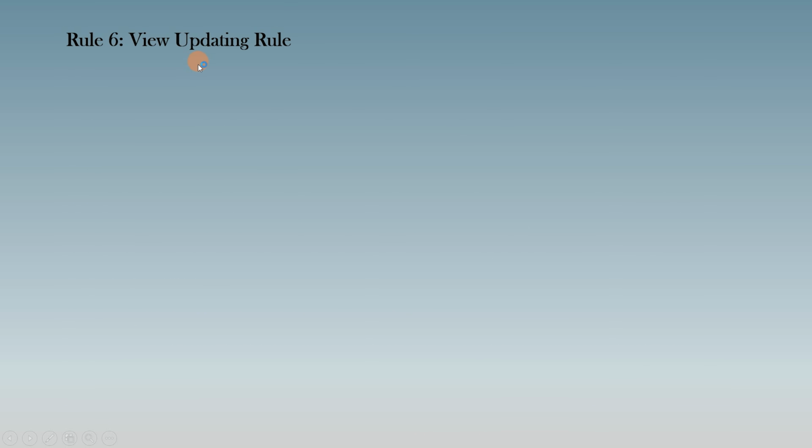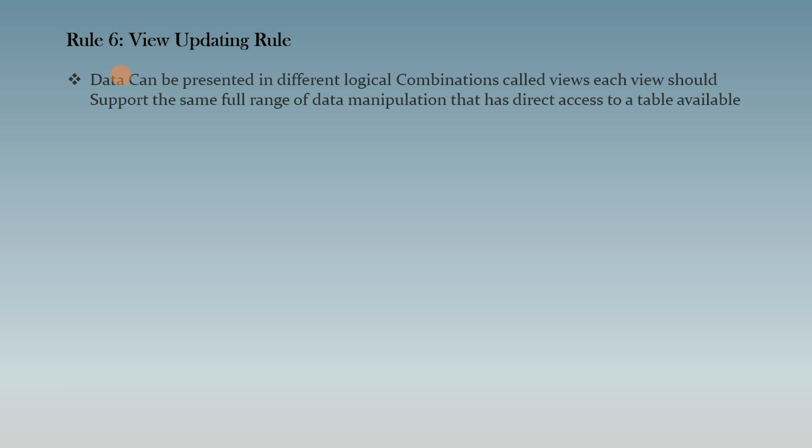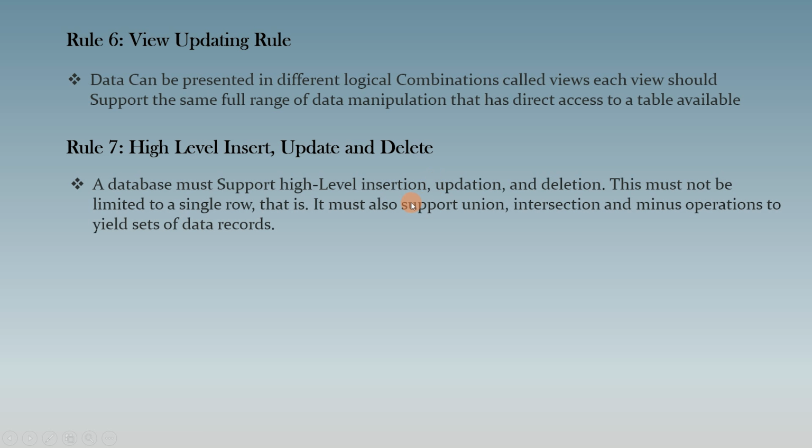Now rule number 6, view updating rule. Data can be presented in different logical combinations called views. Each view should support the same full range of data manipulation that has direct access to a table available. Rule number 7, high level insert, update and delete. A database must support high level insertion, updation and deletion. This must not be limited to a single row, that is, it must support union, intersection, minus operation to yield sets of data records.